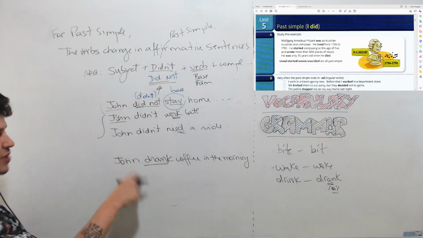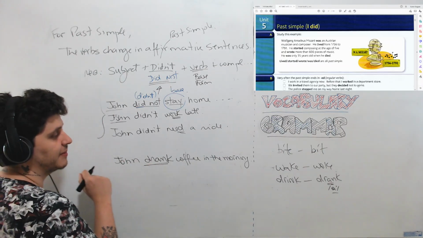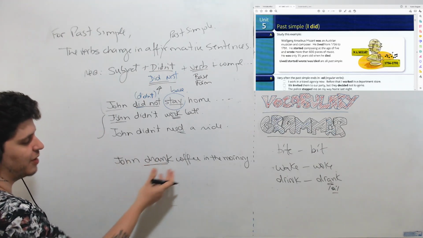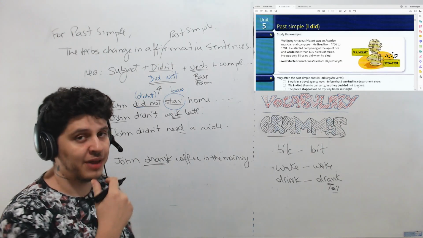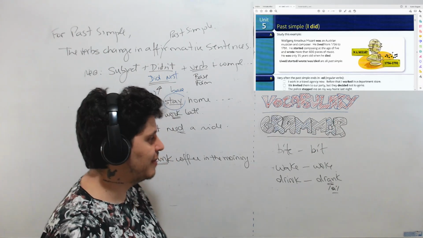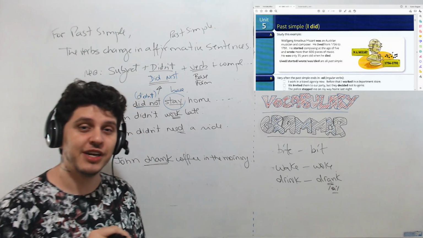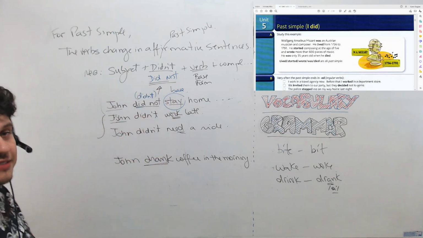So John drank coffee in the morning. Okay, drank. It's an irregular form. How do I know? How do I memorize all these verbs, teacher? By that very old method of sitting down, copying vocabulary, repeating time after time, okay? Searching for words in the dictionary. That old method has proven to be very effective. You should try.